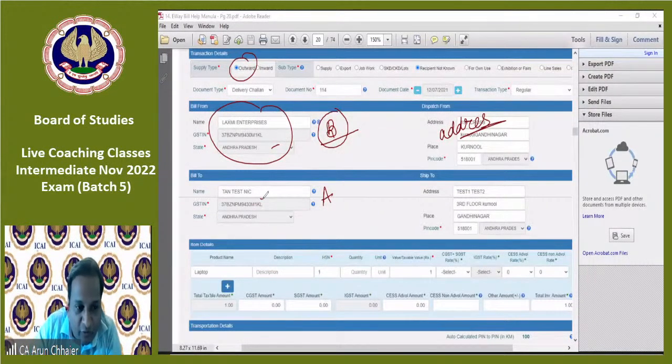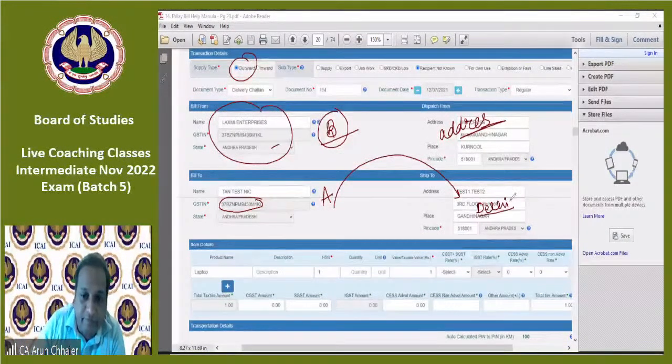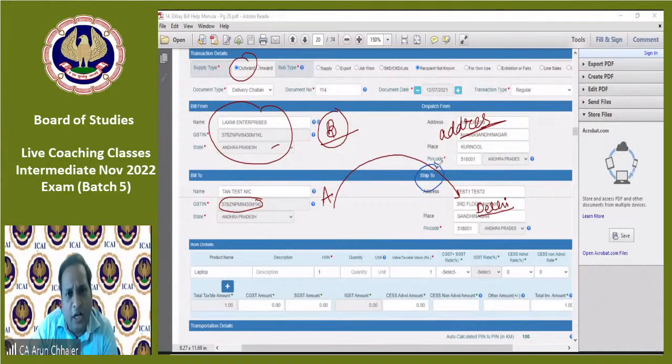When the GST number of A is entered here, automatically A's address of Delhi will be populated. Now, what is the actual scenario? Are the goods going to Delhi? The answer is no. The goods are going to Pune.